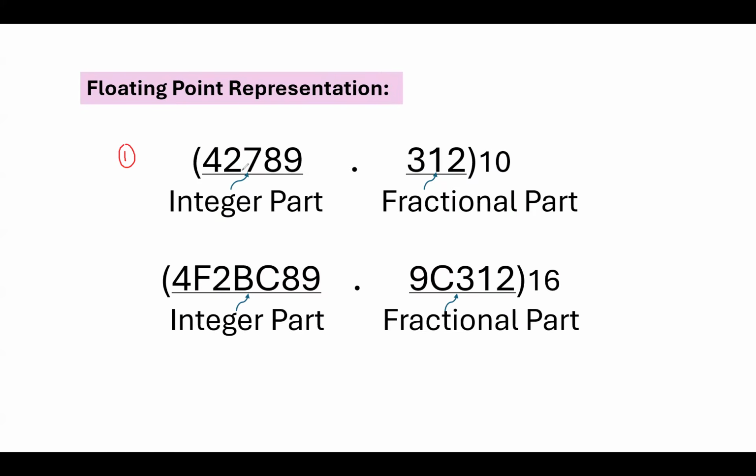The first one, 42789.312 with base 10. This is a decimal number system number. In this, before the decimal point, we call it the integer part. After the decimal point, this part is called the fractional part. Similarly, suppose you take a hexadecimal number system number, in this also, before the decimal point, the underlined part is the integer part. After the decimal point, the underlined part is the fractional part, with base 16. So this is the way of representing floating point numbers.